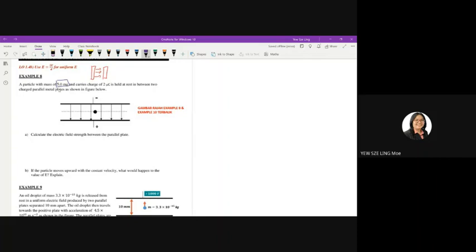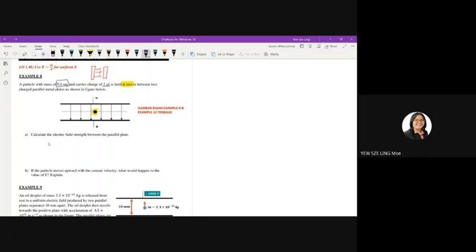So you are given the mass. The particle with mass 5 mg and carrying a charge of 2 microcoulomb is held at rest. Now the keyword is at rest. You have just one charge and it is at rest, so it belongs to case number 1, where your object is stationary, not moving, between two charged parallel metal plates as shown in the figure below. Now calculate the electric field strength between the parallel plates. It asks you to calculate E.